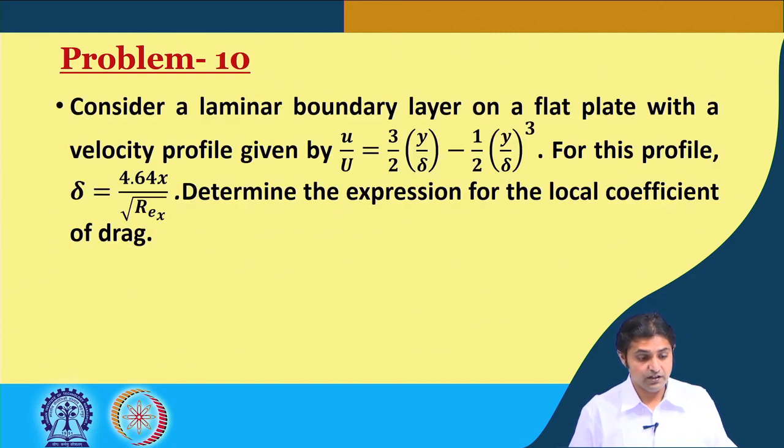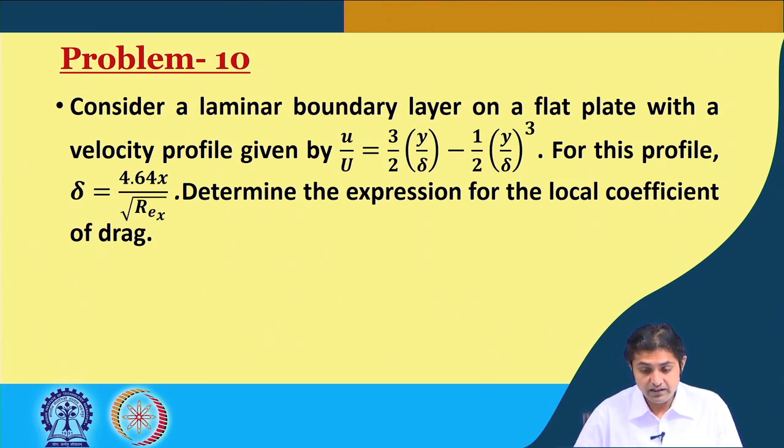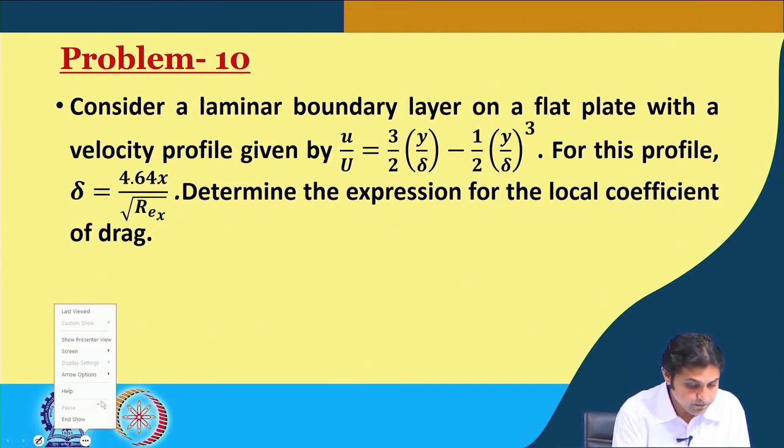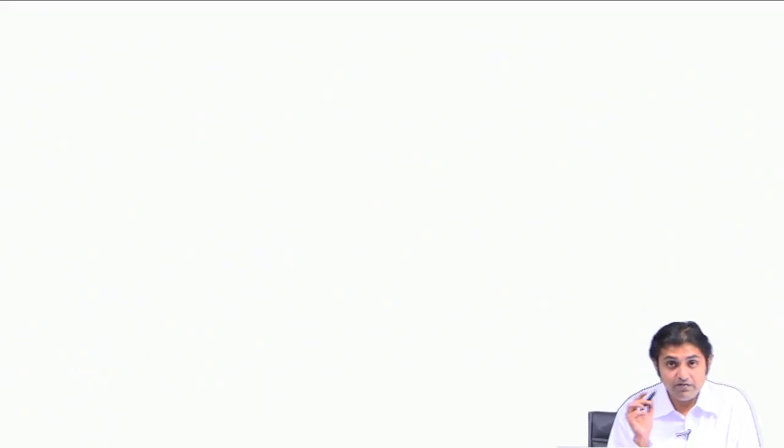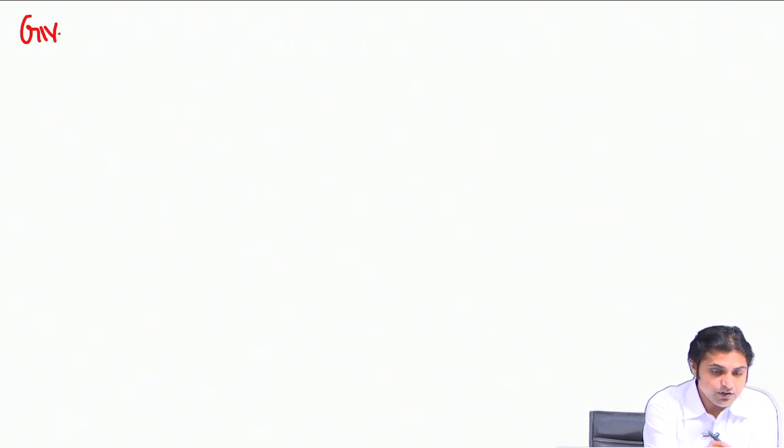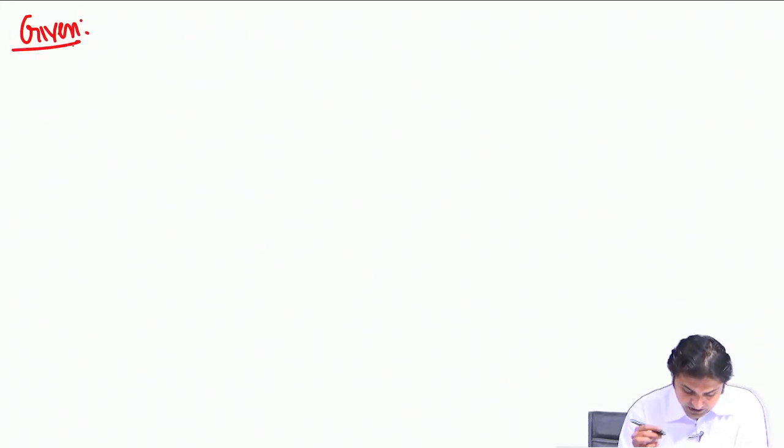We'll solve another problem. Consider a laminar boundary layer on a flat plate with a velocity profile given by the cubic velocity profile, that is what we have seen. For this profile, determine the expression for the local coefficient of drag. So how to do that? We know everything here from before, so we will get directly to the point.